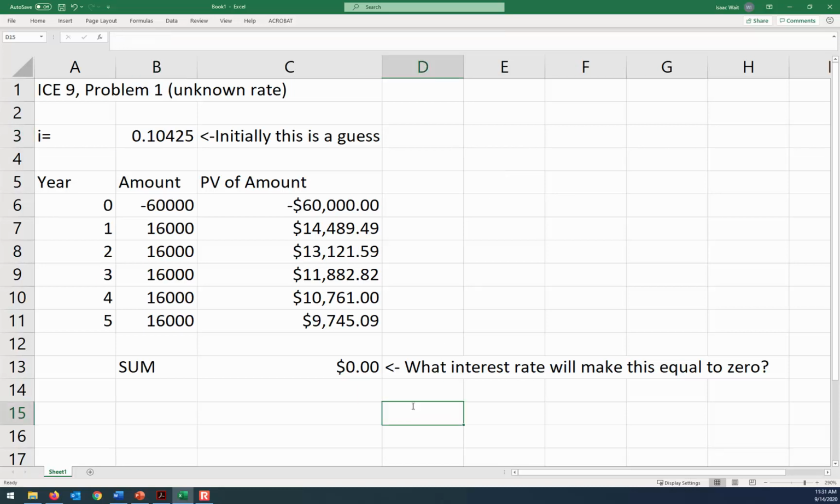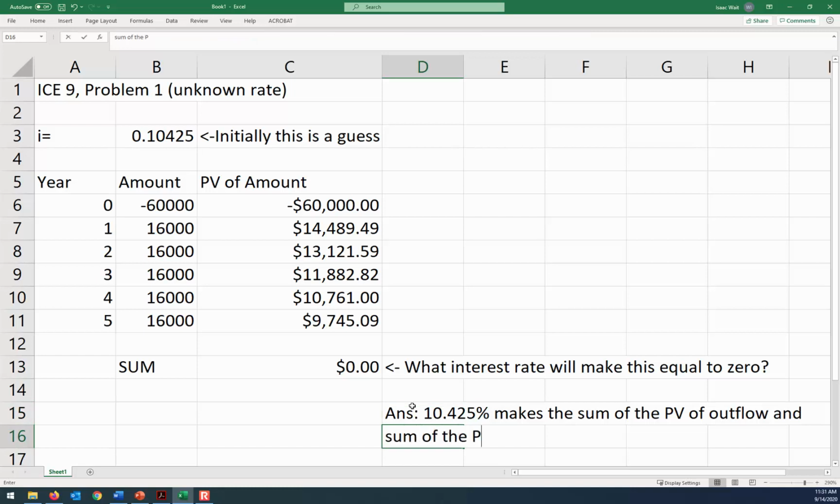So answer: 10.425% makes the sum of the present worth of outflow and the sum of the present value of inflow equal. So we kind of add a conclusion there.